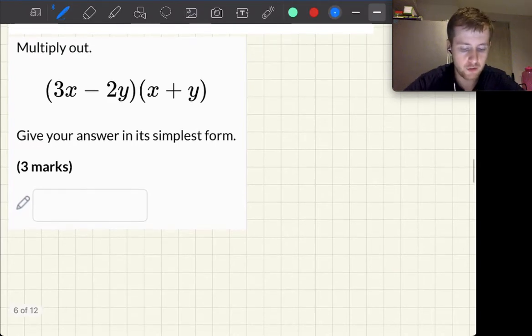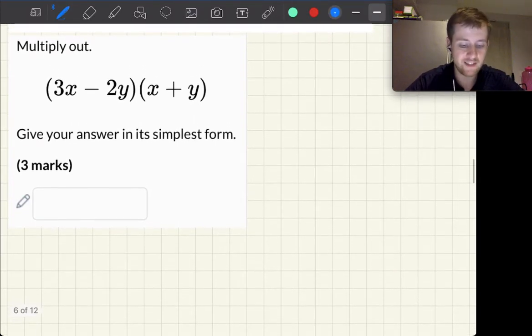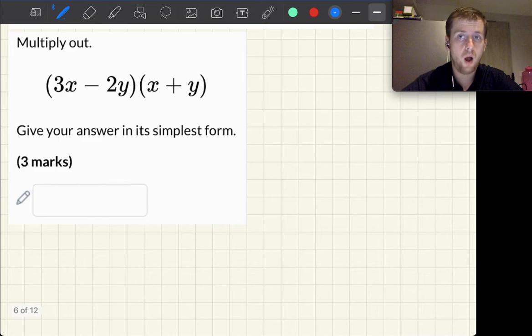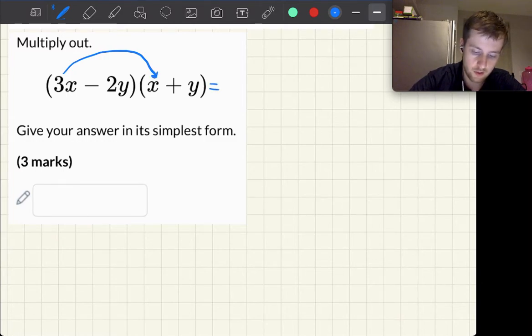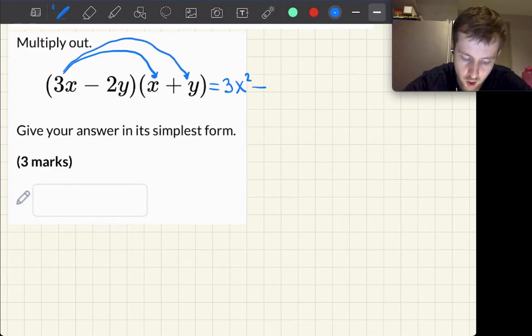So multiply out. So this is a bracket times a bracket. The way it works is we have to multiply every part of the first bracket by every part of the second bracket. So we can start from this. 3x times x equals 3x squared. 3x times y would be equal to 3xy.